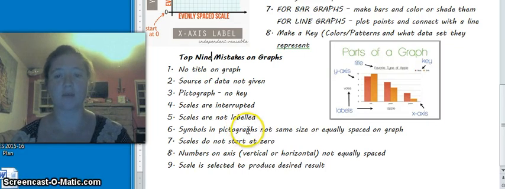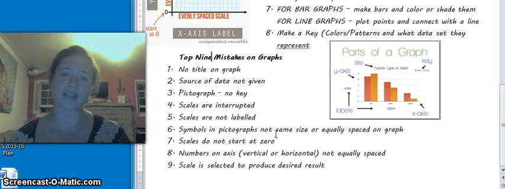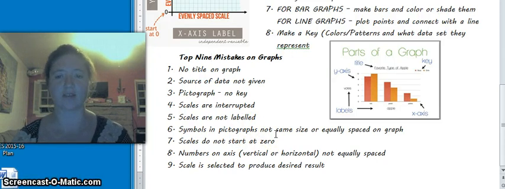If you have symbols, if you're doing pictographs or bars, if things are skewed in what their scale is as far as their size or spacing, it makes things very, very hard to read. If you don't start your scales at 0, now there are extenuating circumstances where we start a little higher up, but for the vast majority of graphs, you want to have 0 be at the corner for both scales.